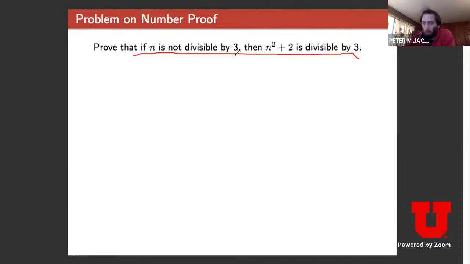It says that if n is not divisible by 3, then n squared plus 2 is divisible by 3. For this one, we're going to use what I think is called the division theorem in the book. So n is not divisible by 3. If we draw a clock, it has 1 and 2. Basically all of the numbers fall somewhere on this clock. For example, 0 falls here, 1 falls here, and 2 falls here, but then 3 falls back at 0, and then 4 falls at 1, and 5 falls at 2, 6 falls back at 0.